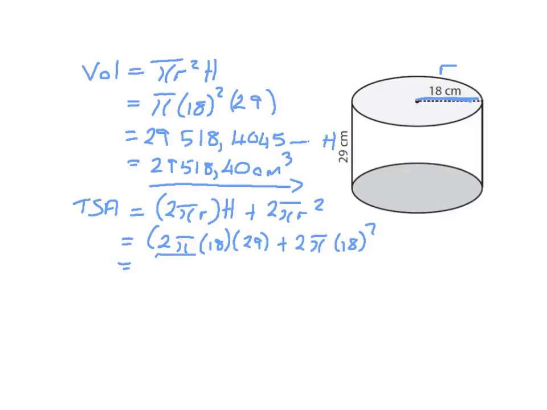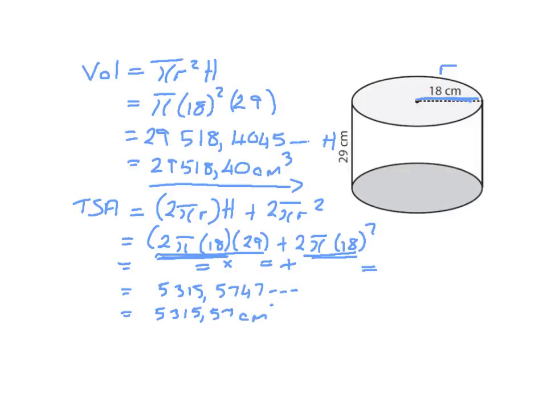Work this one out, 2 times pi times 18 over there. Work that out. Press equals. Multiply by 29. Again, press equals. Plus, work this one out and then say equals. And you should get an answer of 5,315.5747, and so on. Can you round it off now? 5,315.57. Don't forget your units, centimeters squared.